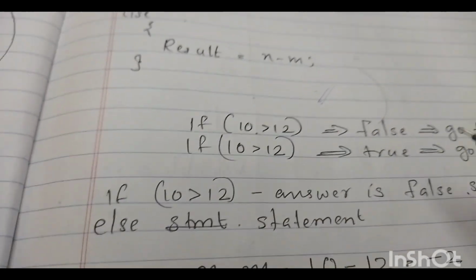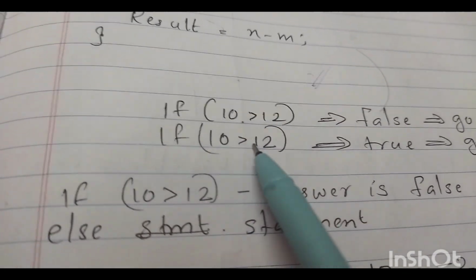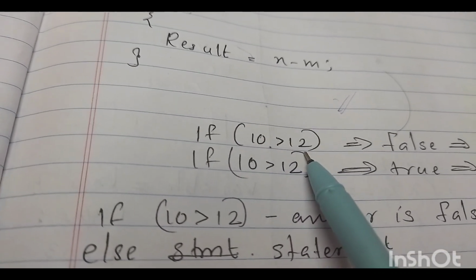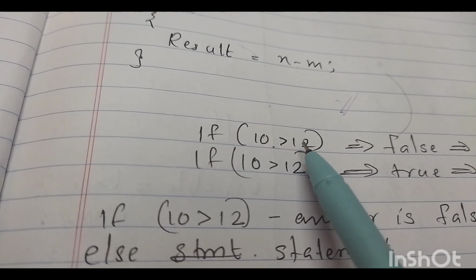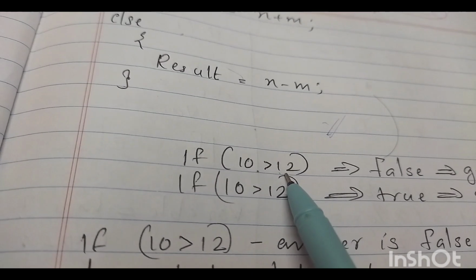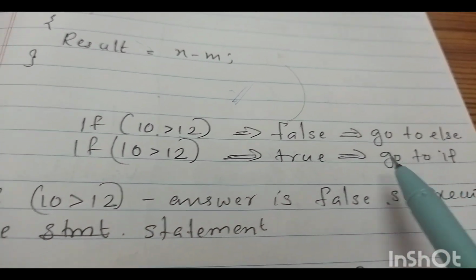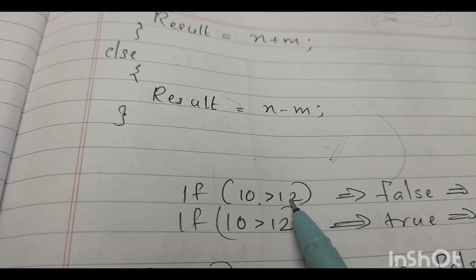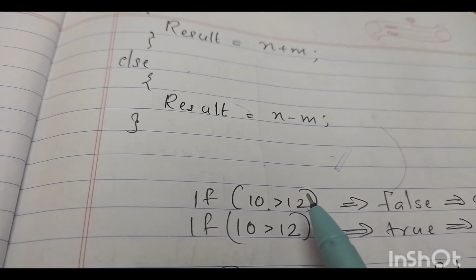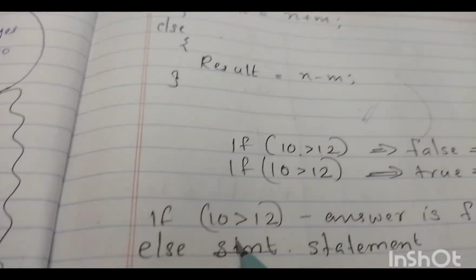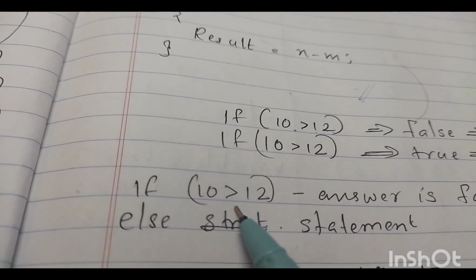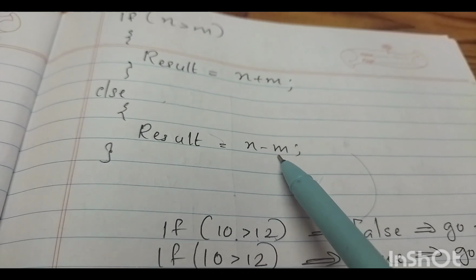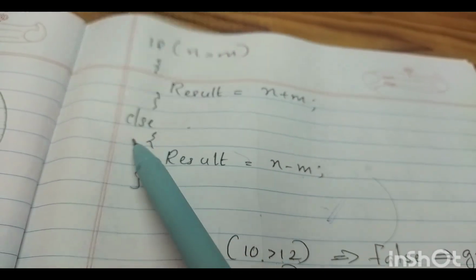For example, here n is 10 and m is 12. If 10 is greater than 12, is it true or false? If it evaluates to true, it will go for 10 plus 12. If it evaluates to false, it will go for 10 minus 12. Literally, 10 is less than 12, so the answer is false. So which statement will be executed? The else statement.